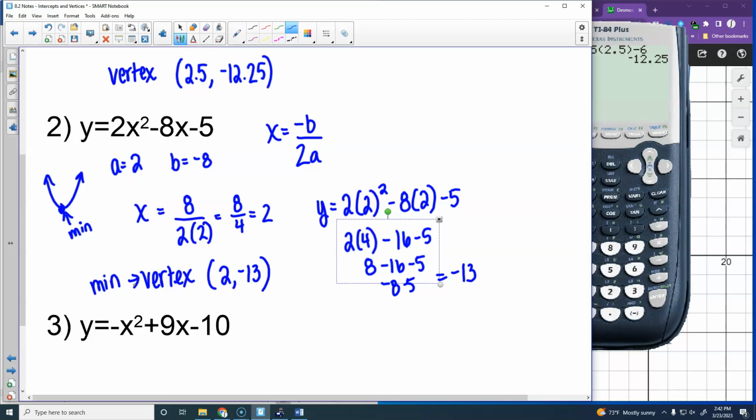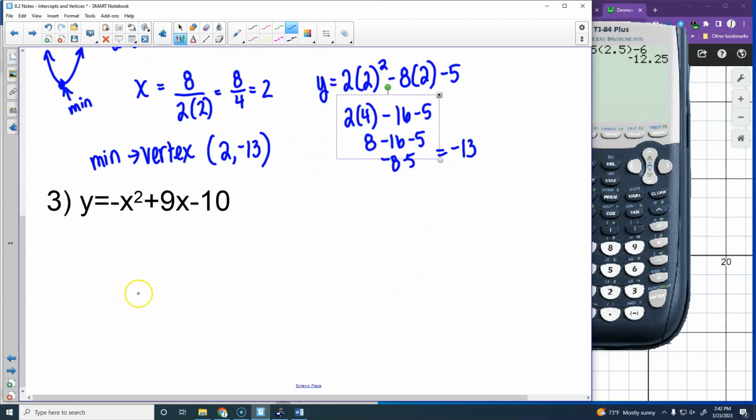So number 3, is it going to have a maximum or a minimum? It's going to be a sad face, which is going to have a highest point, a maximum. So you'll have a max. It's kind of backwards sometimes, because negative makes you think low, which is minimum, but the negative makes it a sad face, which has a maximum point.